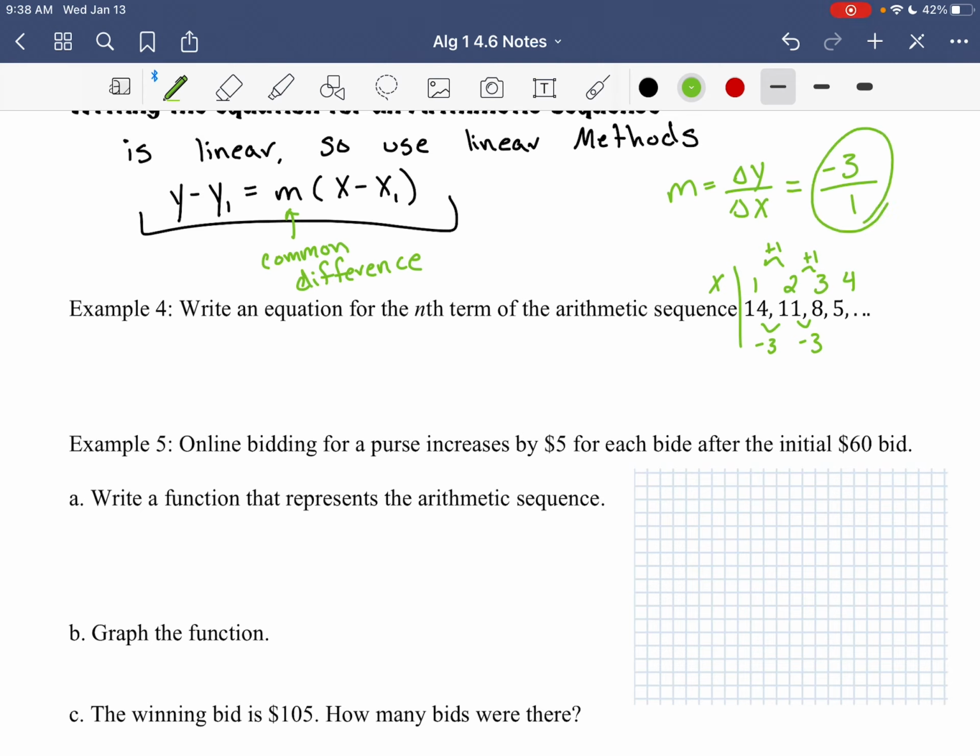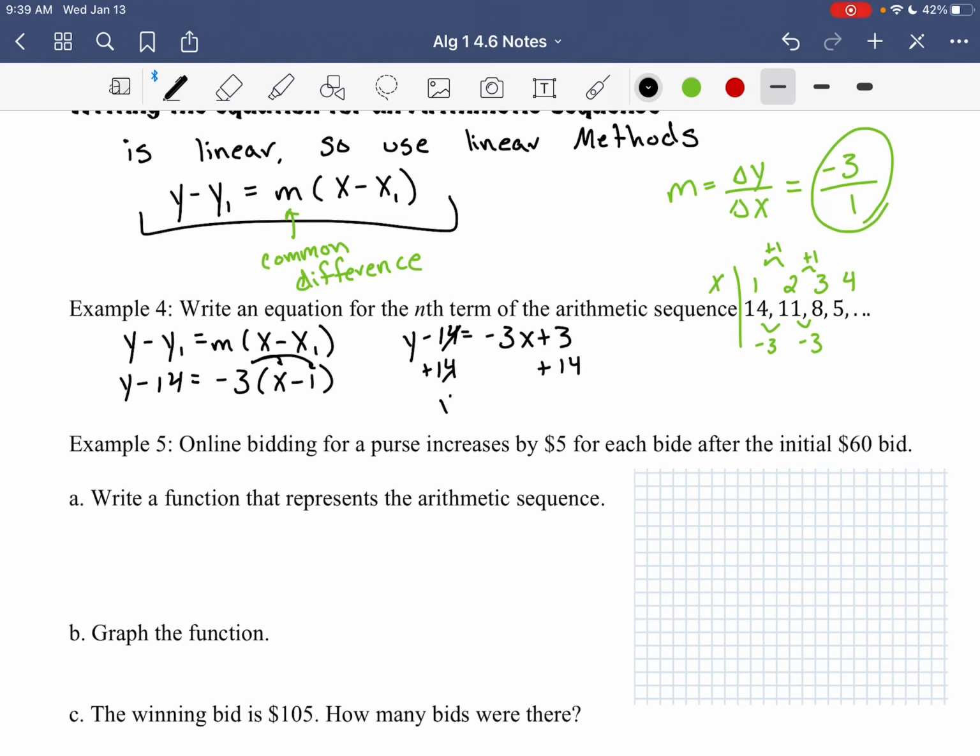And then I can just use one of these points to plug in. I'm going to use the point (1, 14). So I'm going to write the equation down first. y minus y1 equals m times x minus x1. So y minus 14 equals -3 times x minus 1. Now I'm going to have to distribute this -3 in. So y minus 14 equals -3x plus 3. Add the 14 to both sides: y equals -3x plus 17.